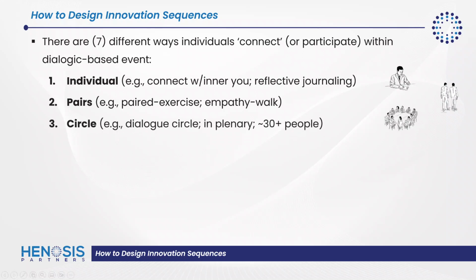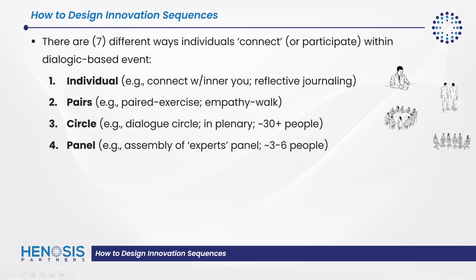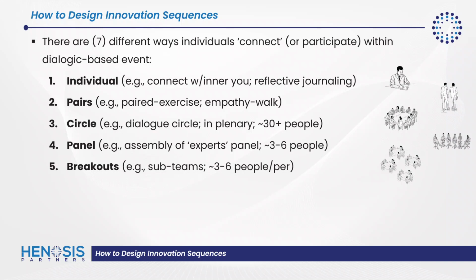A very common connection type is circle, which represents a plenary gathering of people, and circle gatherings occur multiple times typically within an end-to-end innovation sequence. Panels are yet another way that individuals could connect within a dialogic-based event, where we assemble a set of experts to help broaden the thinking for all involved. Breakouts are also a very common type of connection form, where we establish subteams to perhaps address a challenge question or perform an exercise to later perform a knowledge share for the broader group to consider.